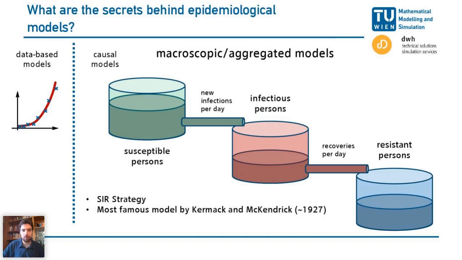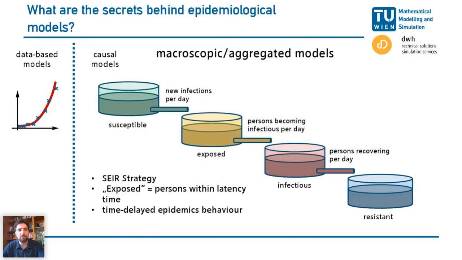Okay, that's the most simplistic model, and of course, since 1927, a lot has happened that extends this idea. The most important extension for the spread of COVID-19 is to include a fourth compartment at least. And this compartment is very crucial. It's the so-called exposed compartment that comes between susceptible and infectious.